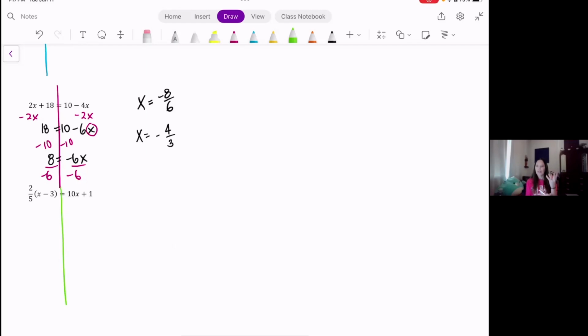Okay, now I have a fraction on the outside. I have a 10x. I've got an x on the inside, and I don't really want to distribute. The reason that I don't want to distribute is because I'm going to have to multiply 2/5 times a 3. That's not going to really be great. I want to undo that 2/5. How do I do that? Let's say I multiply by the reciprocal. Let's say I multiply by 5/2.